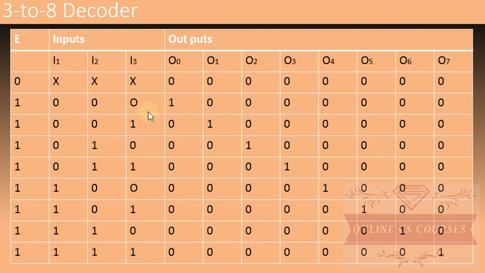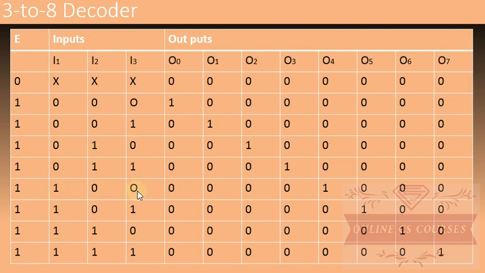अगर आप देखें तो यहाँ पे जो है 000 is equivalent to 0, so O0 is 1. 001 is a binary value of 1, so O1 is 1. Here the 010 is the binary value of the 2, so O2 is 1. 011 is the binary value of 3, so O3 is 1. इस तरह and so on.